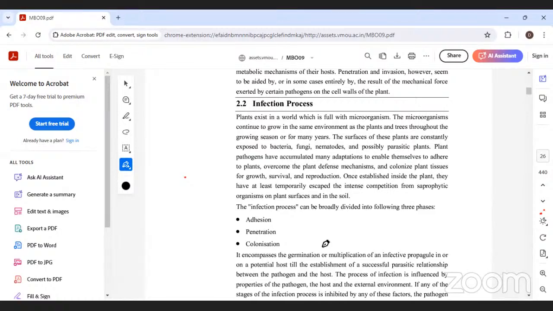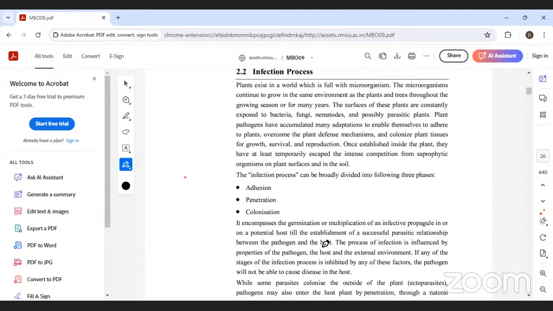Plant pathogens have accumulated many adaptations to enable themselves to overcome the plant's defense mechanisms and colonize plant tissue for growth, survival, and reproduction. Once established inside the plant, they have at least temporarily escaped the intense competition from saprophytic organisms on plants and in the soil.